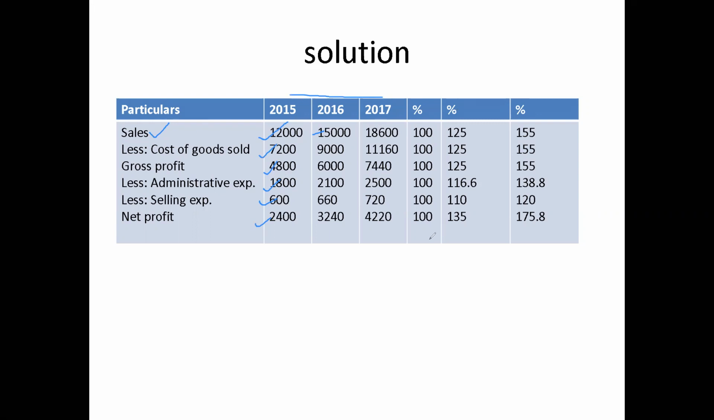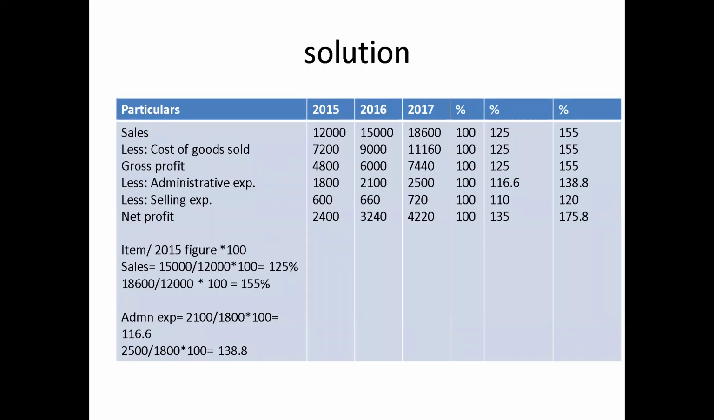Now we can calculate the percentage of these years. The base year would be 2015. Generally, we take the first year as the base year. So the first year would be 100%. All the rest of the figures can be calculated so every item can be calculated by taking the 2015 figures as the base.